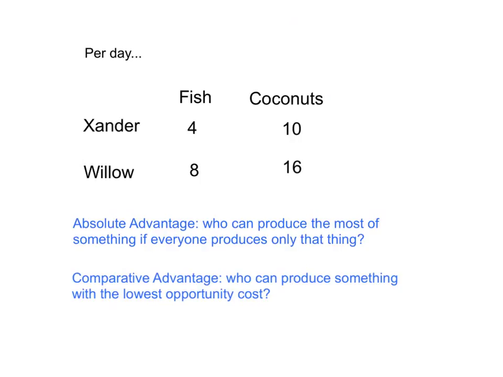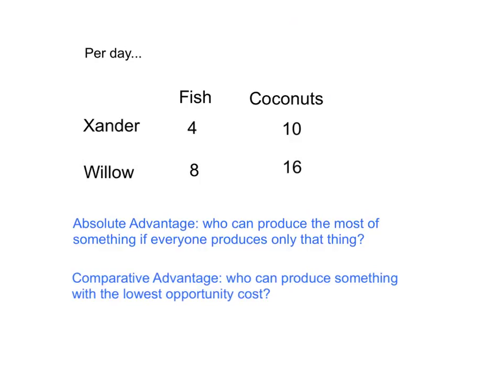Okay, that was a pretty easy example because it was pretty obvious who should produce what, but let's give you a situation where it's not quite as obvious. In this new situation, everybody can produce exactly what they were able to produce before, except that Willow is much better at coconuts than she used to be. Okay, let's say she gets better.